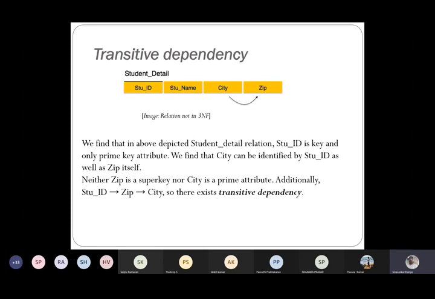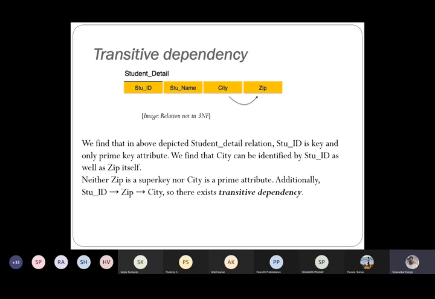So for example, you have some student detail relation. It's quite simple, right? A student detail relation contains the attributes student ID, student name, city, and zip code, like our pin code. So we find that in the above student detail relation, student ID is a key and the only prime key attribute, right? By student ID you will be able to determine all the other attributes in the relation.